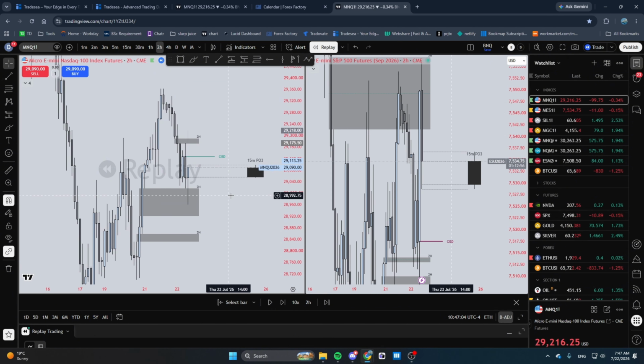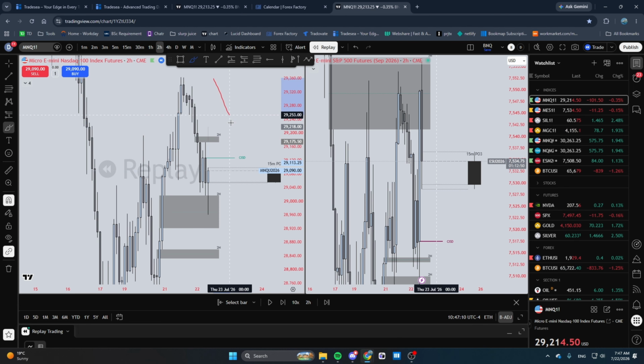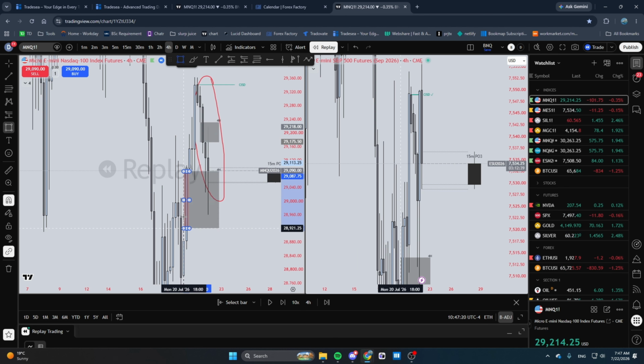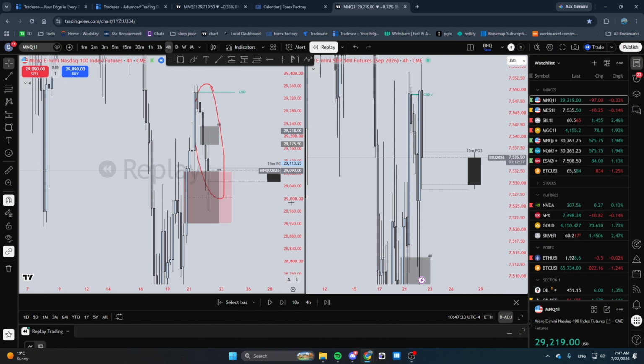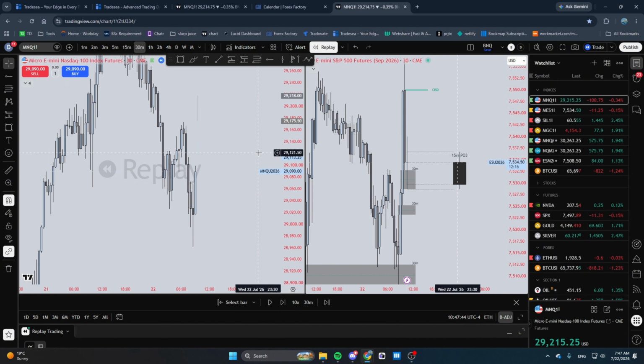Well, my bias coming into the day was actually pretty neutral because overnight we had disrespected bullishness while respecting bearishness, but we also came into this 4-hour fair value gap, which we were respecting at the time of market open. So I just wanted to see what market open did and react off of that.